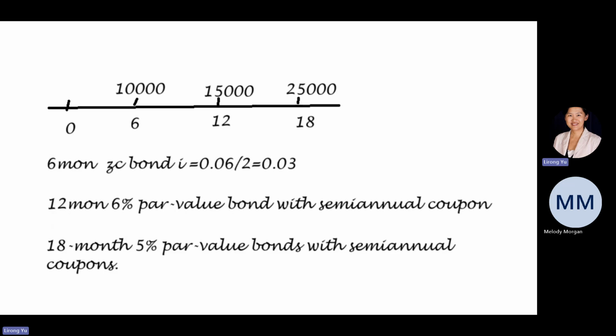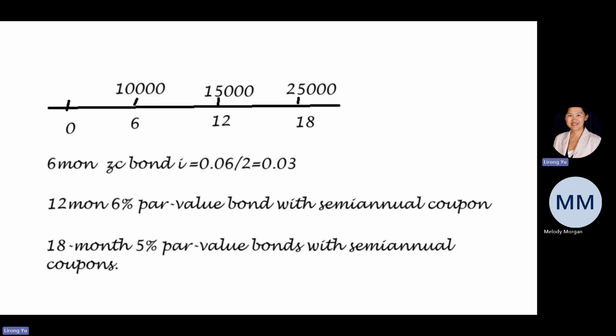So here is how we match everything. The original question goes, we have those liabilities, and I should put them all in negative sign, but on the timeline, those are the cash flows for the liability. So we're going to match our assets to have the same cash flow. These are the 3: the 6 months zero coupon bond, the 12 months 6% par value bond, and the 18 months 5% par value bond.